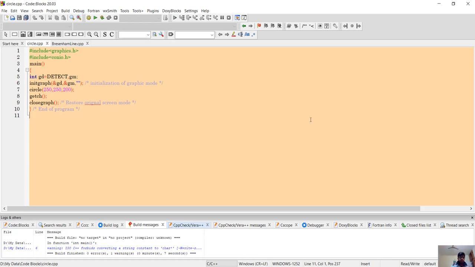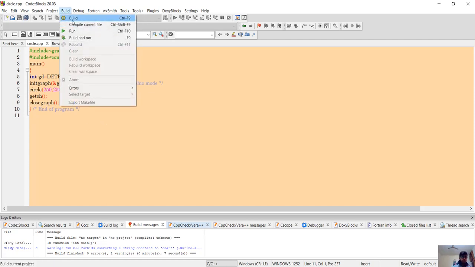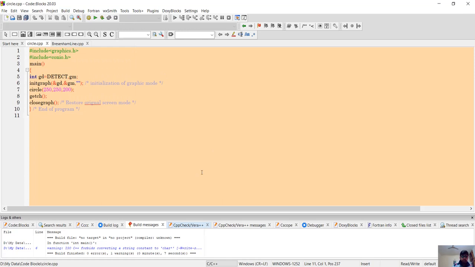Hello computer-aided design engineers. In the last video, we learned how to enable the graphics.h file in Code::Blocks, and this is our circle program. To build and run our circle program, we press F9. If you only want to build, you can press Control plus F9. If you want to compile, Control Shift F9; to run, Control F10; and to build and run, only F9. So we are only going to press F9 here.